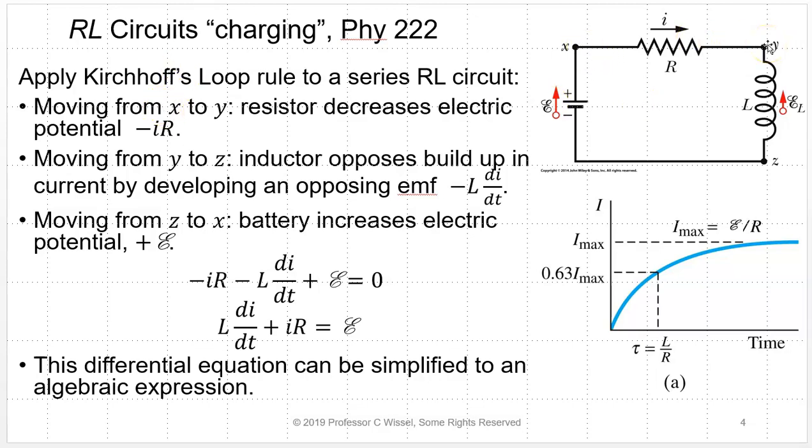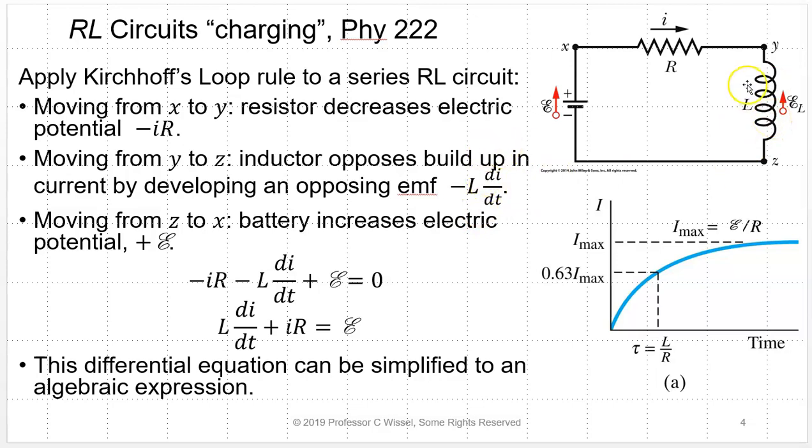We're going to apply Kirchhoff's loop rule all the way around. So we go from X to Y, in the direction of the current, and that will be minus I times R, since we're down the waterfall. Then we go through the inductor from Y to Z. Now, the inductor is trying to fight the change, so it's going to develop an EMF opposing the change. In that case, the EMF is minus L di/dt. The minus sign comes from the fact that it's trying to fight the change.